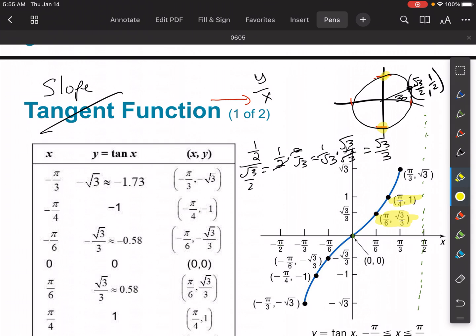The reason for that is at that place, the x and y values are the same. We have square root of 2 over 2, square root of 2 over 2. If we divide those things, we just get 1, right? So that's how they get 1. And then pi over 3 is going to be 60 degrees, so it's just going to be the opposite of what we did here, and you end up with root 3.